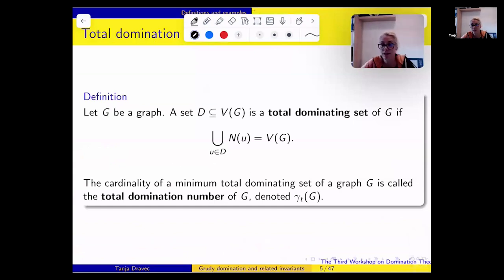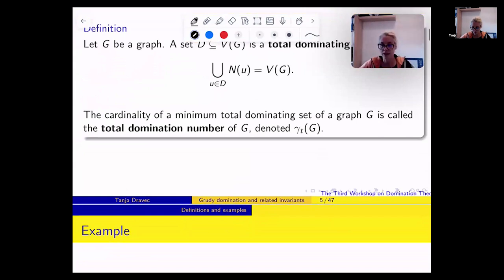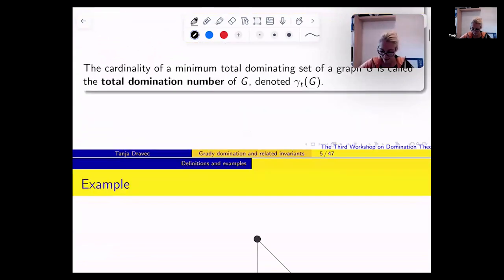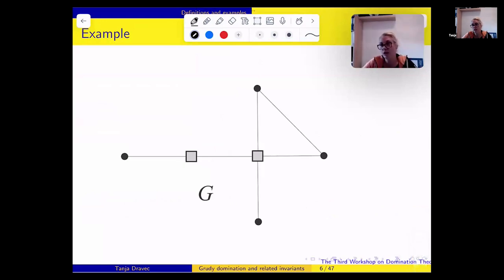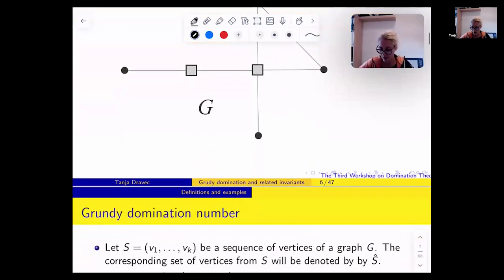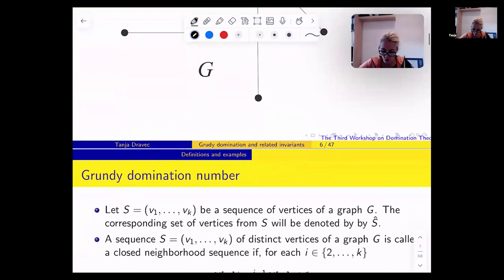A set of vertices is a total dominating set if each vertex of the graph has a neighbor in the set, and the total domination number is, of course, the cardinality of the smallest such set. This same set as before is also a total dominating set, because each vertex in the square also has a neighbor in the square.